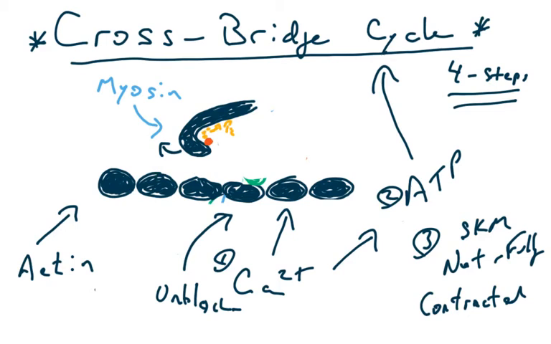And so the cross-bridge cycle is the mechanism that allows the sliding filament theory to occur, and how the muscles create mechanical energy from chemical energy. And that chemical energy comes from ATP.